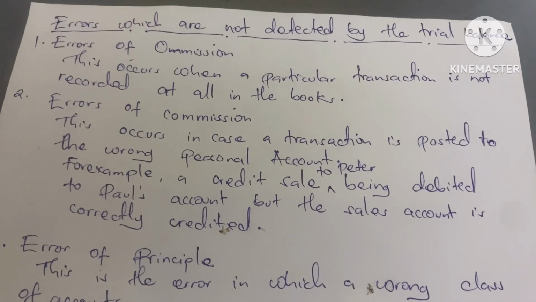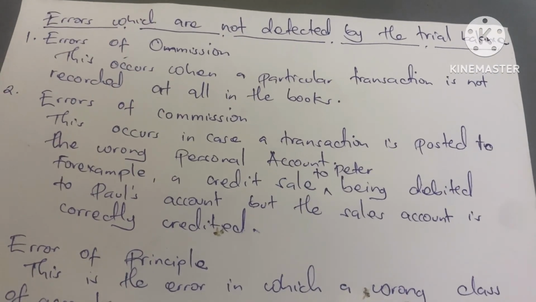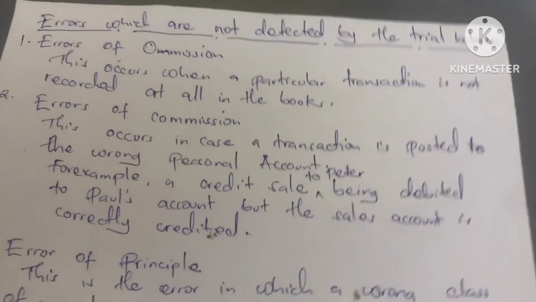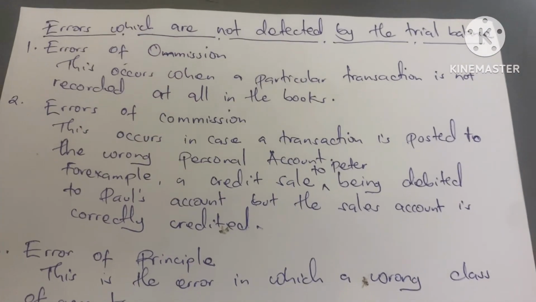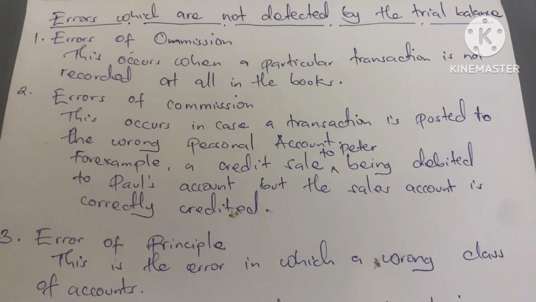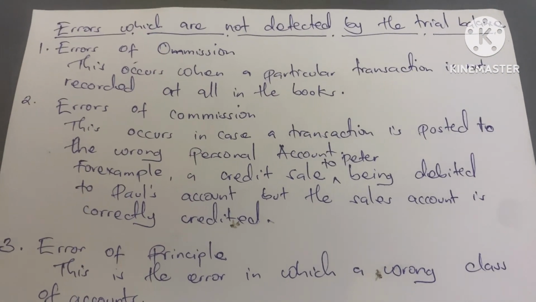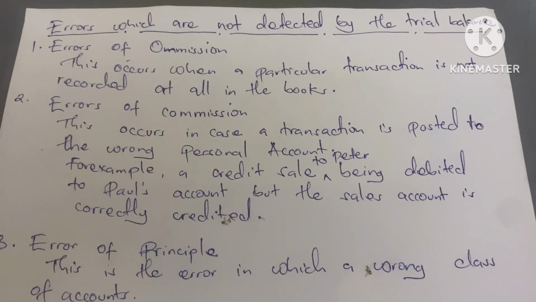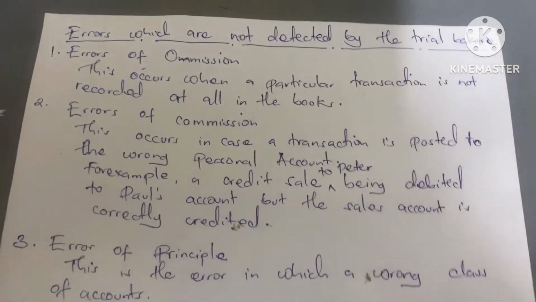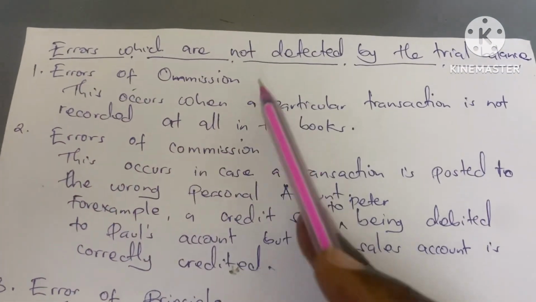Let's look at the errors that cannot be detected by the trial balance. There are very many errors that cannot be detected by the trial balance, in that these errors will be there but still the trial balance will balance. So we have the first one, which is the error of omission.